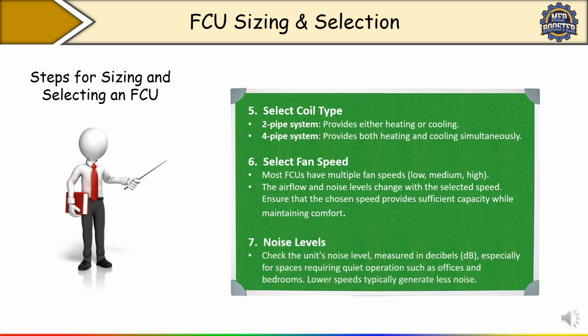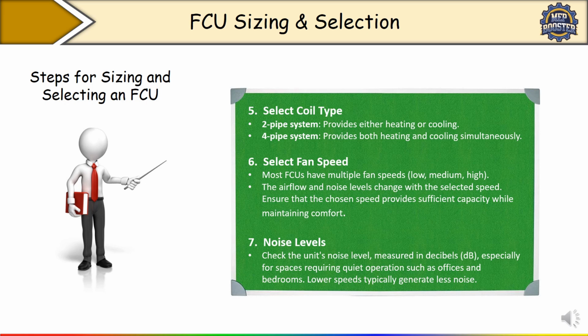For noise level, you have to check the unit noise level, measured in decibels, especially for spaces requiring quiet operations such as offices and bedrooms. Lower speed typically generates less noise. So first you have to see which room you are designing for. As per that, you can select the fan speed, low, medium or high, because here they have written clearly, lower speed typically generates less noise.